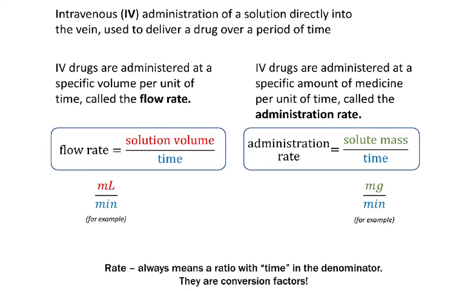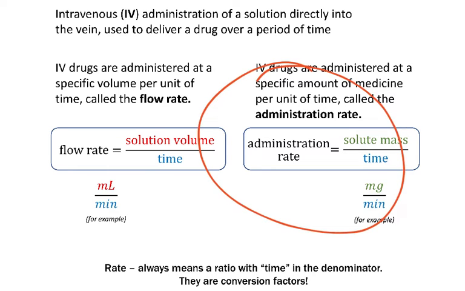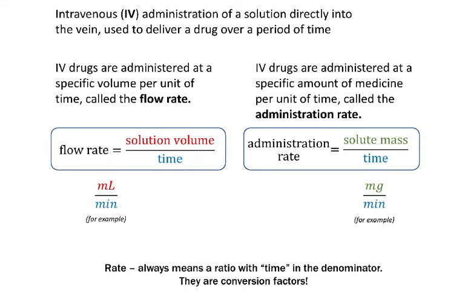So then on the right-hand side here, there's another rate that we can talk about, which is the rate that the drug is actually administered. So the IV drugs are administered at a specific amount of medicine per time. This is called the administration rate. So this would be the mass of the drug, or solute mass, per time. For example, something like milligrams per minute. Okay, so we have volume per time and mass per time.